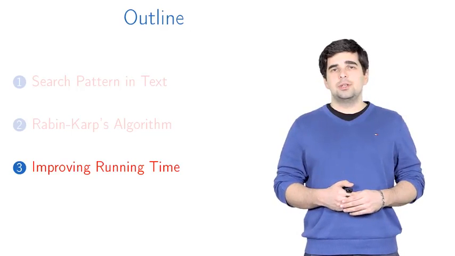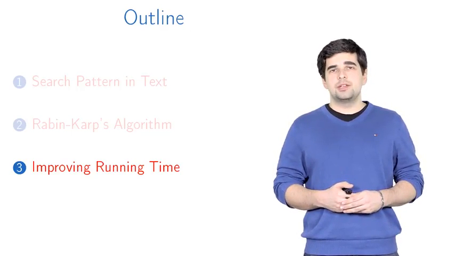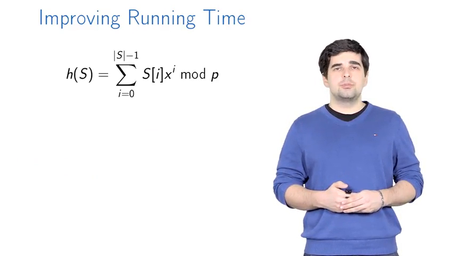Hi, in this video you will learn to significantly improve the running time of the Rabin-Karp's algorithm. And to do so we will need to look closer into the polynomial hashing and its properties.